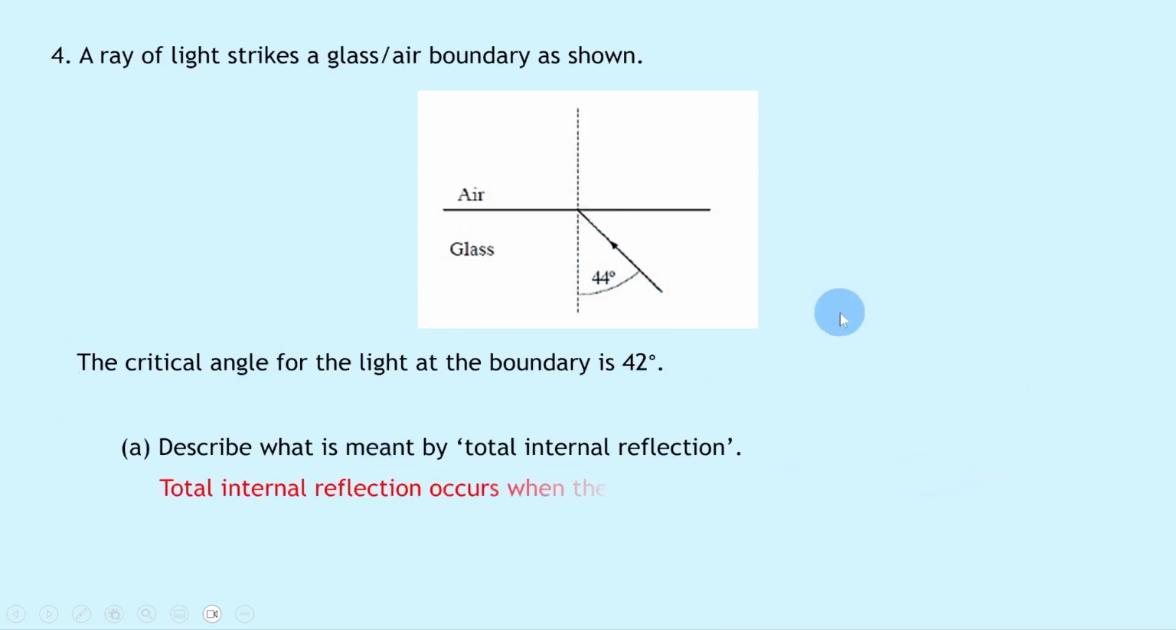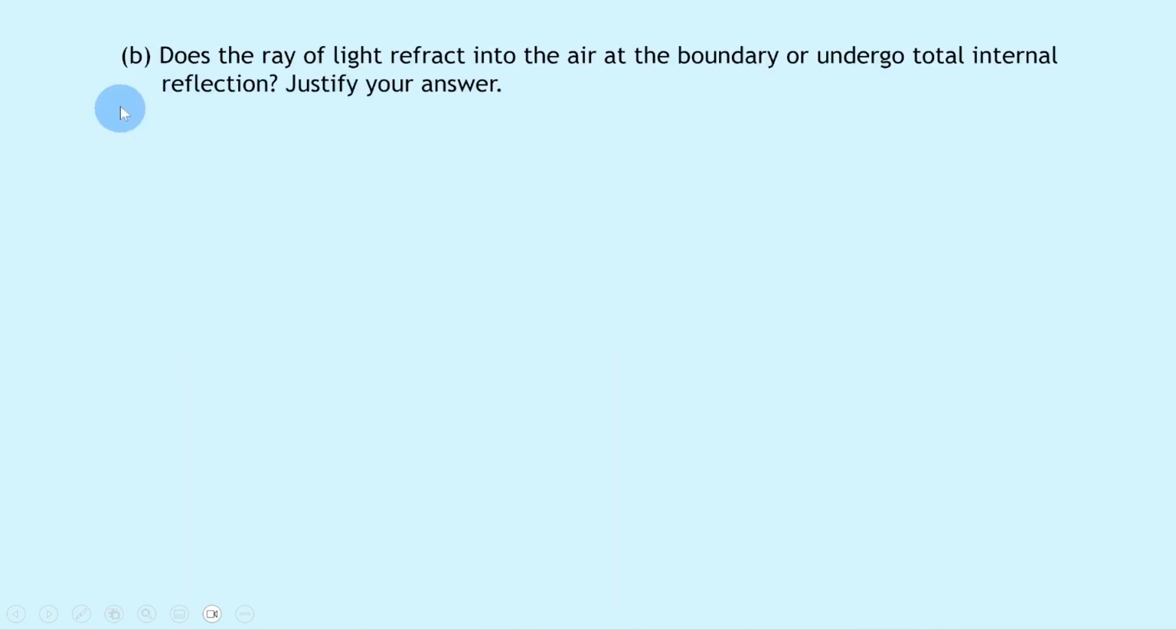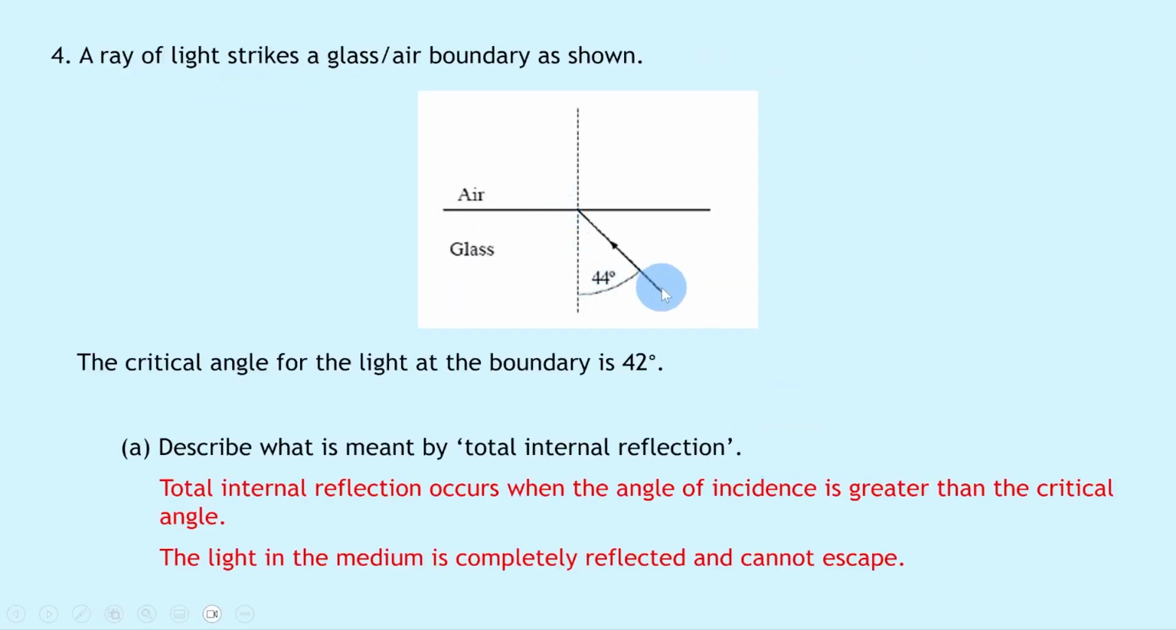Well, remember from the theory video, we can say total internal reflection occurs when the angle of incidence is greater than the critical angle. The light in the medium is completely reflected and cannot escape. Part B says, does the ray of light refract into the air at the boundary or undergo total internal reflection? Justify your answer. Well, if we look back at the picture, we can see the angle of incidence there is 44 degrees, and we're told the critical angle is 42 degrees.